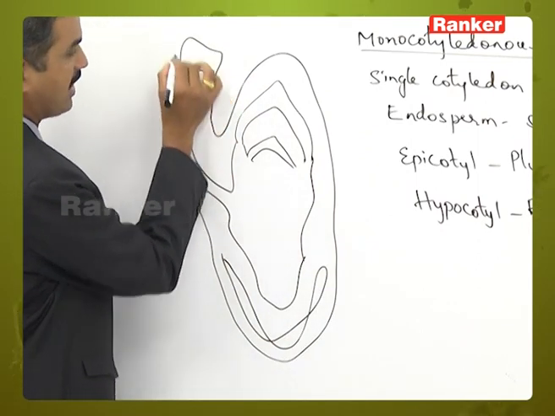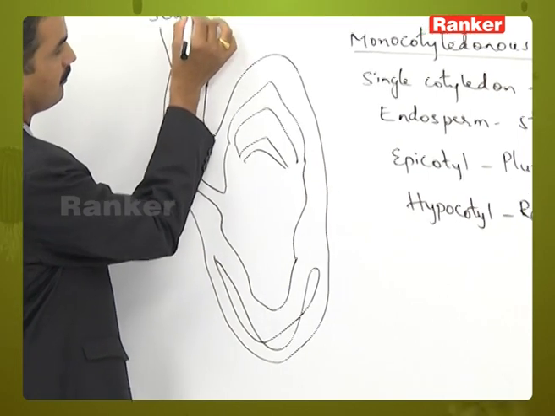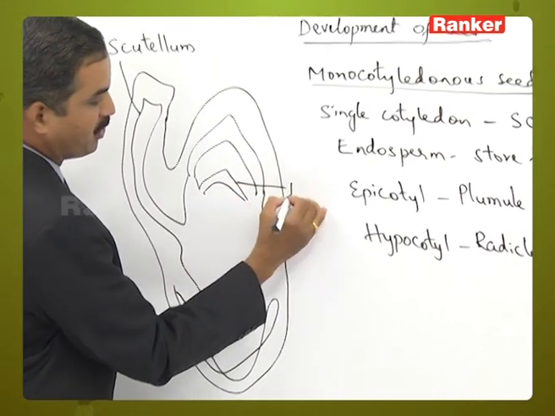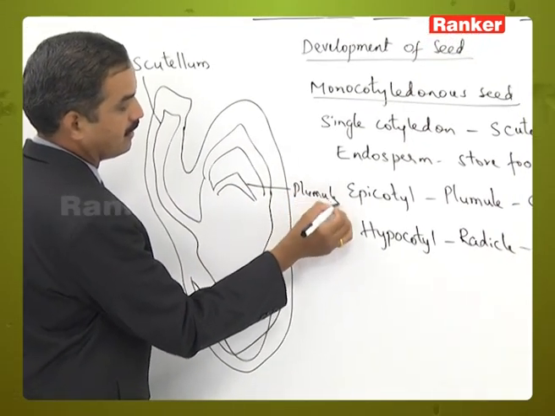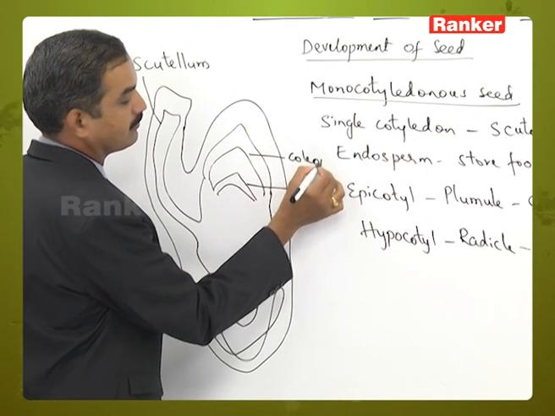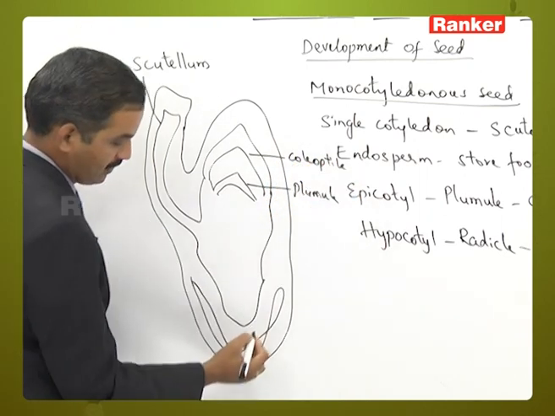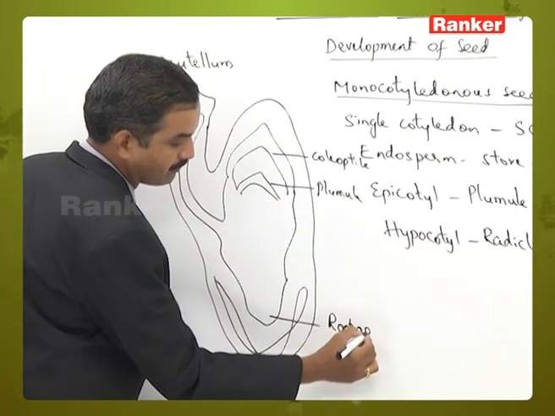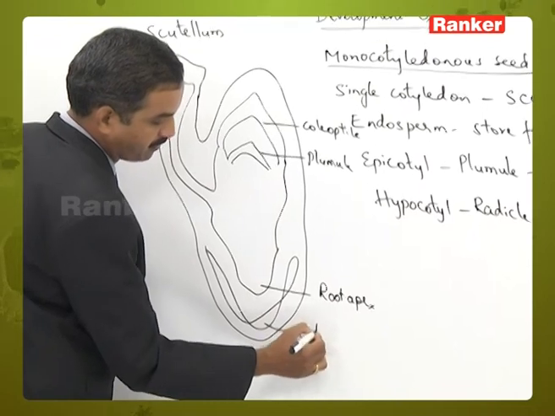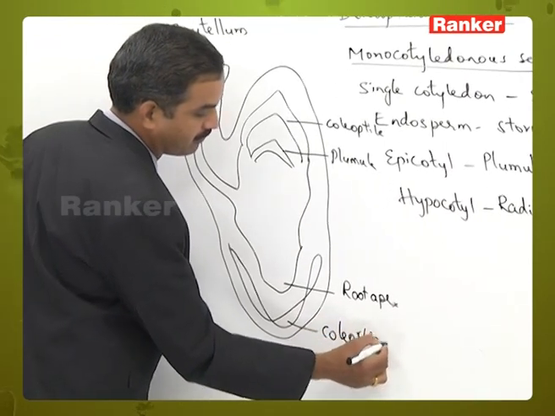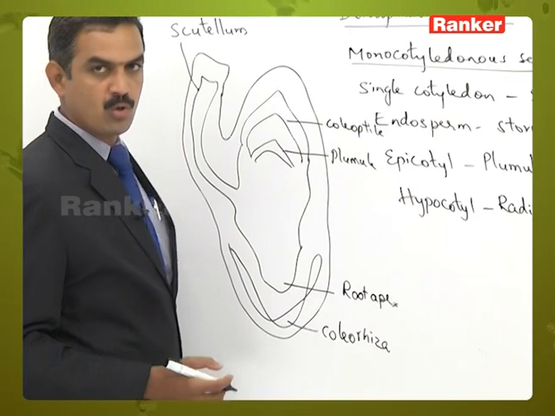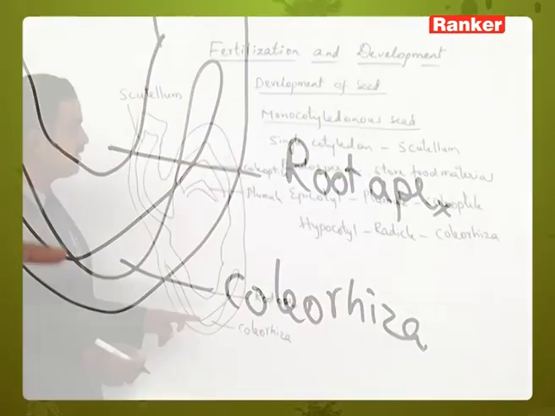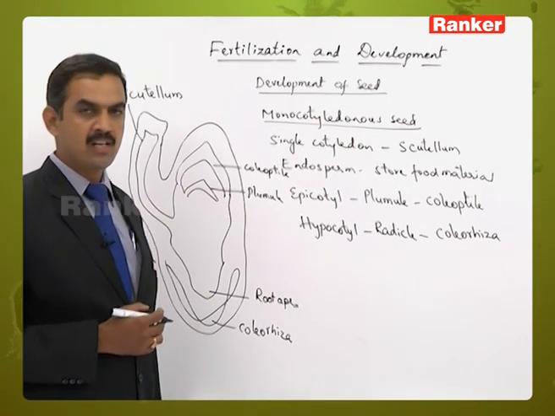This part is called the scutellum, and this is the plumule part, the coleoptile. Here the root apex is present, or root tip, the coleorhiza, and the radicle parts are present. So this is a little bit of the organization that can be seen in the monocotyledonous seed.